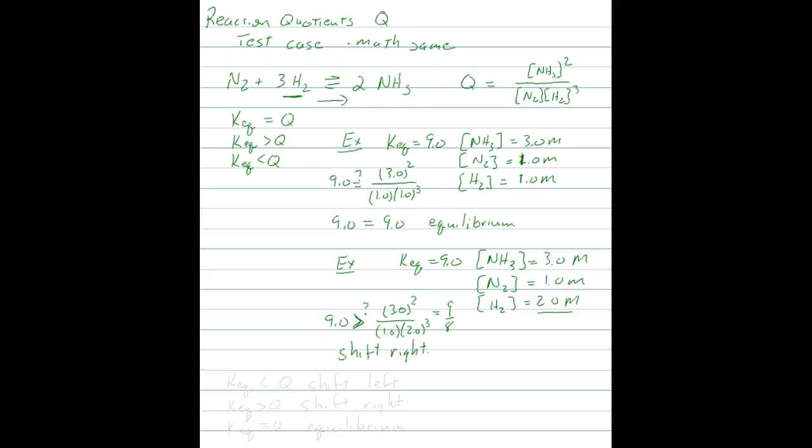If you had a situation where the KEQ is less than the Q, then it shifts to the left because the inequality sign points to the left. KEQ greater than Q, shift right, and KEQ equals Q, equilibrium. And that's all there is to this lesson.